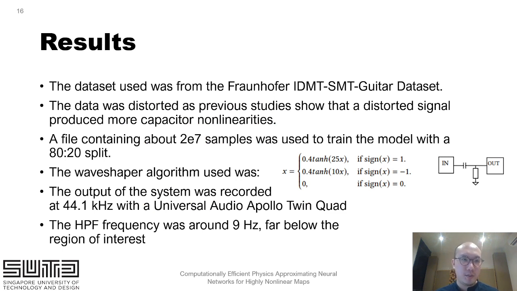Now onto the results. We used this Fraunhofer IDMT SMT guitar dataset, and we distorted the signal of it because previous studies showed a distorted signal produced more capacitor nonlinearities. A file of about 2E7 samples was used to train the model with the 80-20 split. We used this wave shaper algorithm, and we recorded the output of the system and the input of the system at 44.1 kilohertz with a Universal Audio Apollo. We measured the high pass frequency, and it was around 9 hertz, so that's far below the region of interest.